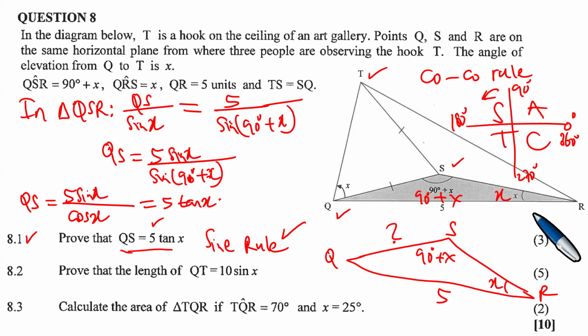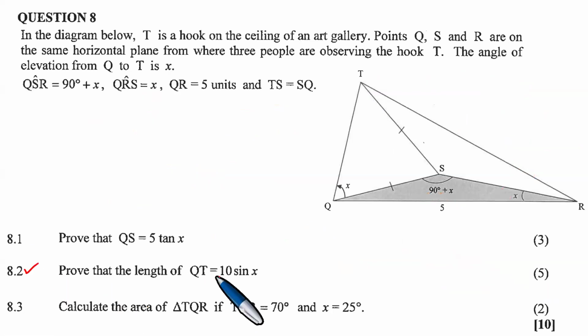Think about this. We move on to the next one, which is 8.2. Prove that the length of QT is 10 sine X. What is the length of QT? It's 10 sine X. So we want to prove that the length of QT is 10 sine X. How can you prove this?